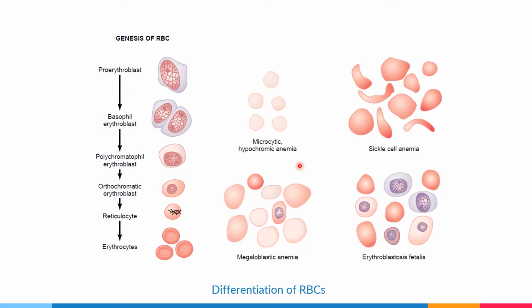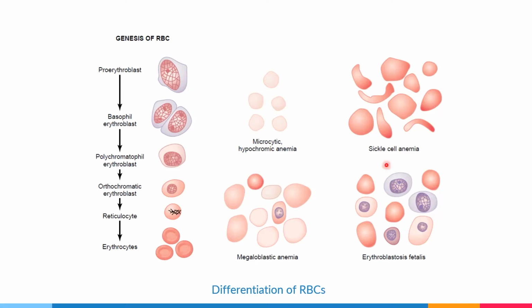On the right hand side of the figure, we have examples of red blood cells that have undergone differentiation but with some defect, which has caused them to inherit a disease. So these include microcytic hypochromic anemia. Anemia is a disease of the red blood cells. Microcytic hypochromic anemia means the RBCs are too small to carry anything.